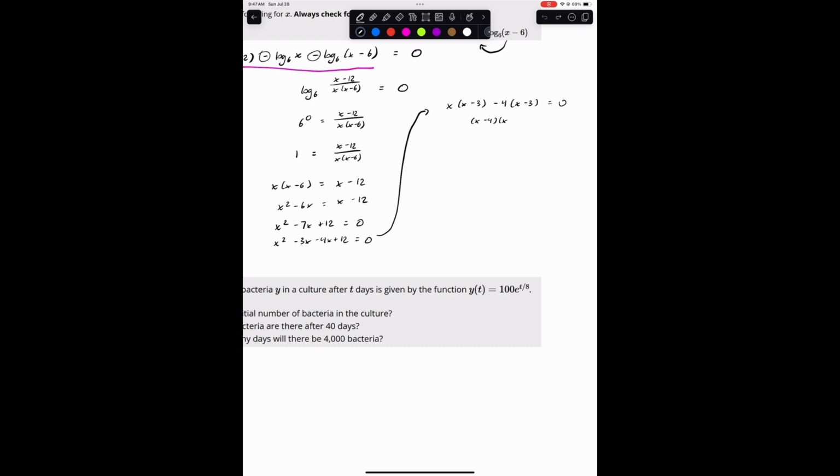Actually, sorry, let me do it this way. Common factor, we take it out, and we add the rest. That's the most lopsided x I've ever written. x minus 4 equals 0, so x equals 4. x minus 3 equals 0, so x equals 3.